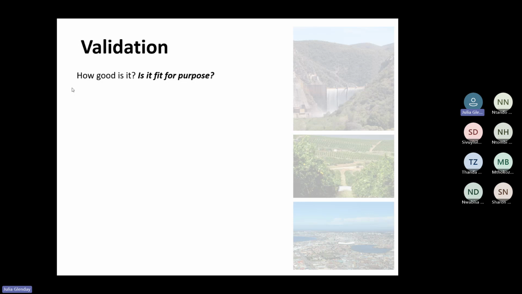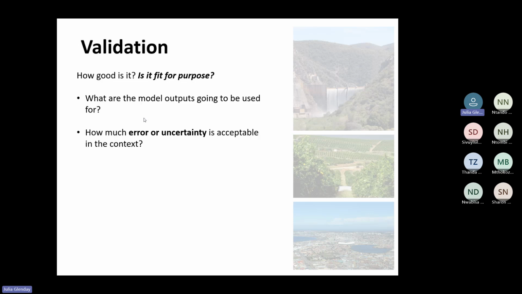So as I mentioned, one way of using validation, and the way that I use it, is asking how good is the model? Is it fit for purpose? That depends on what the model outputs are going to be used for and how much error or uncertainty is acceptable in that context. Sometimes we just have to change how we use it, given what the model is able to achieve in the time that we have.